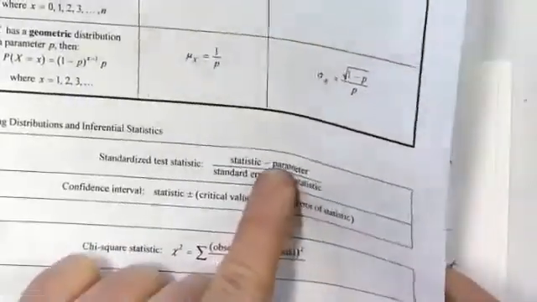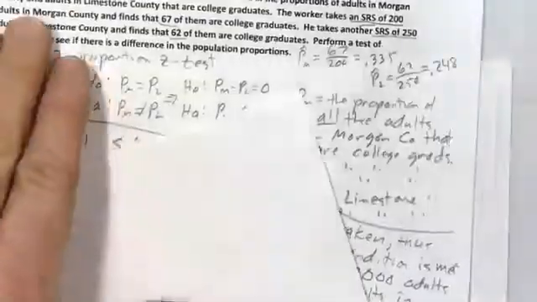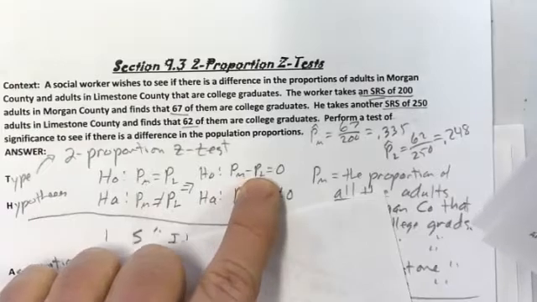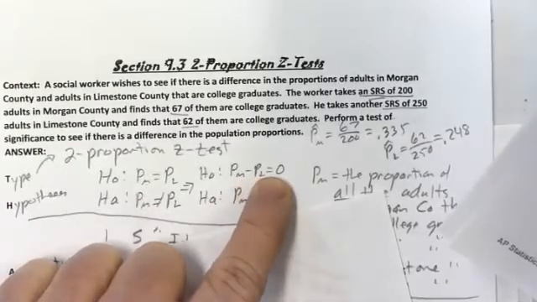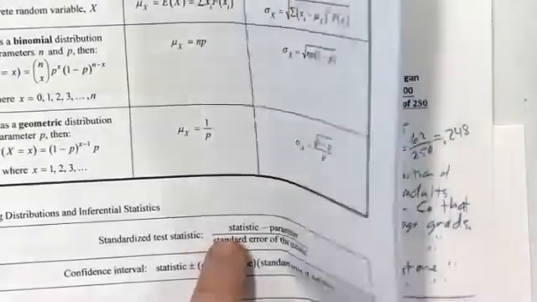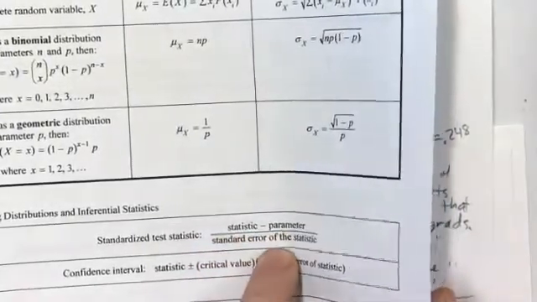The parameter is the difference in the population values, which would be the difference between P sub m and P sub L. But we're assuming the null hypothesis is true, so that's 0. So we're going to put 0 there. So in other words, the numerator just becomes P hat sub m minus P hat sub L minus 0. Okay. The standard error of the statistic.